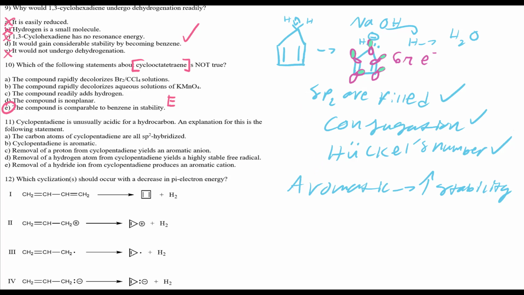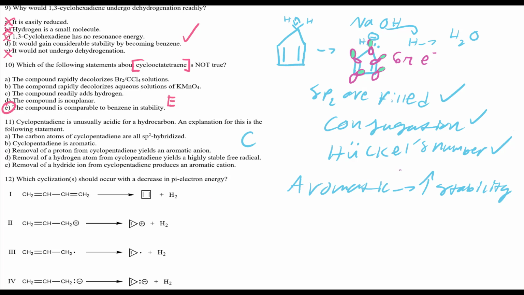So the answer would be what? Let's see. An explanation for the following statement is what? So they're removing... so 11, it would be C. So the removal of a proton from the cyclopentadiene would give you an aromatic anion. So aromatic anion means that this is an aromatic compound, it just has a negative symbol on it. So yes, it would be C. Okay.